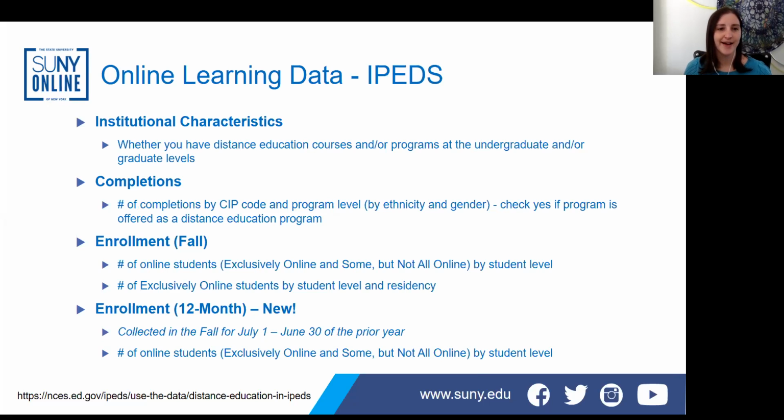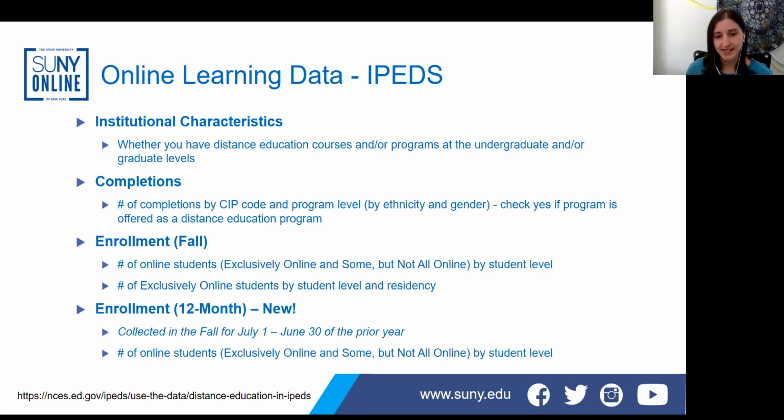Okay, just a little bit about IPEDS. I've mentioned some of this before. There is also a link at the bottom if anyone's curious for more details about IPEDS. But these are the data elements that are collected in IPEDS about distance education. So the first is an institutional characteristic. It's really just, does your campus offer online courses or programs? It's basically a yes or no.